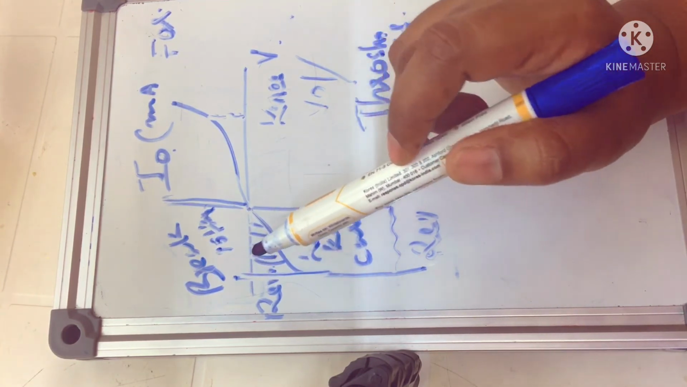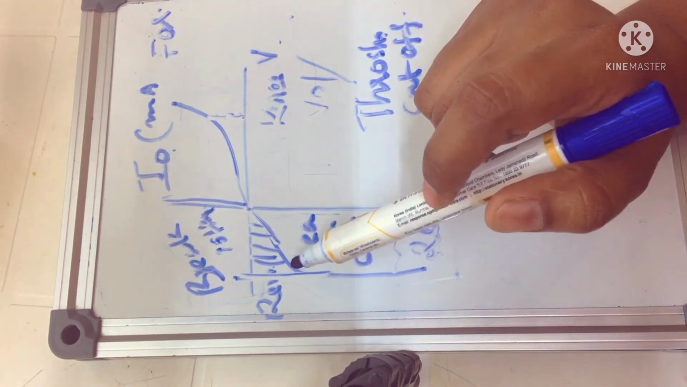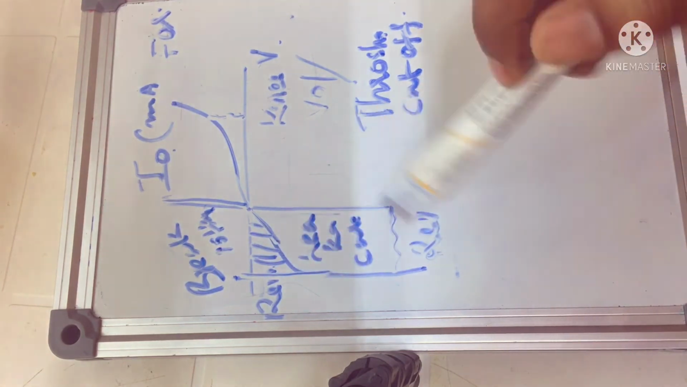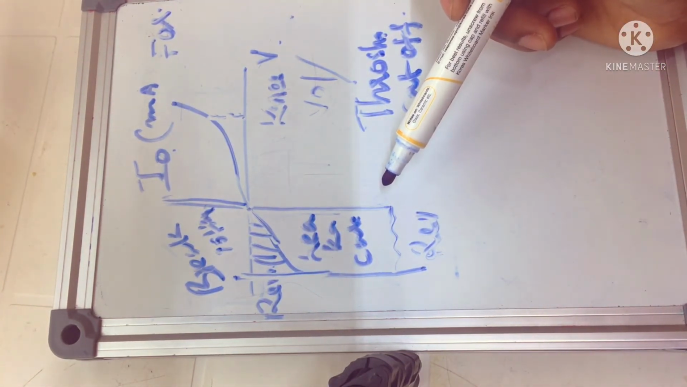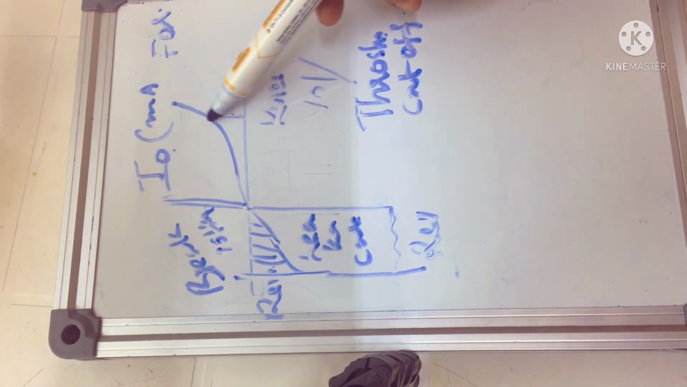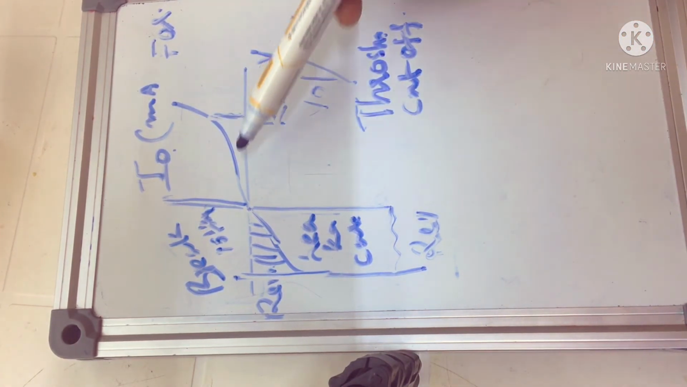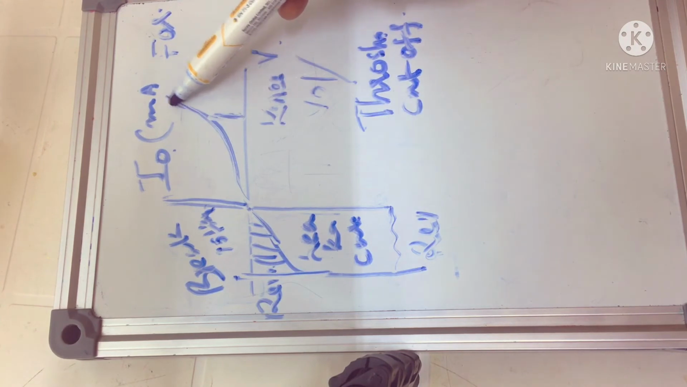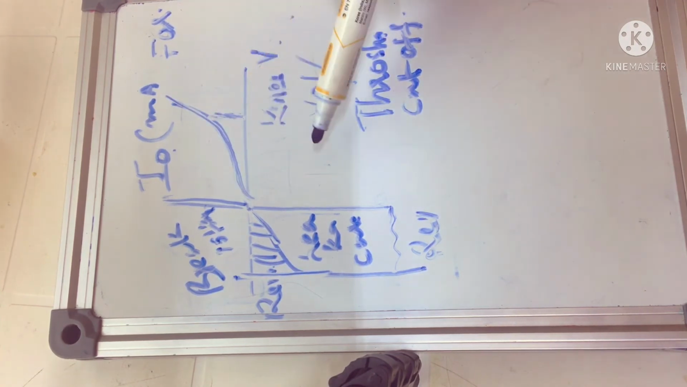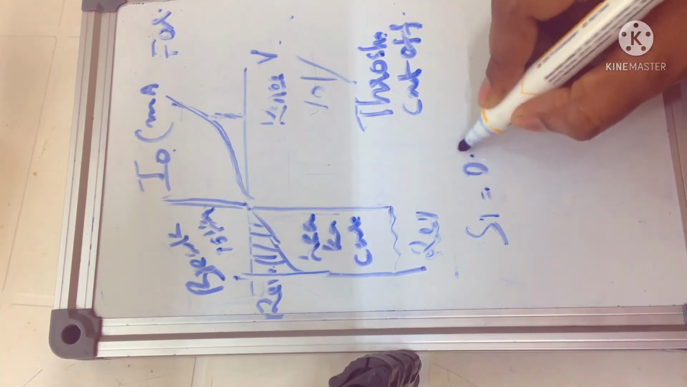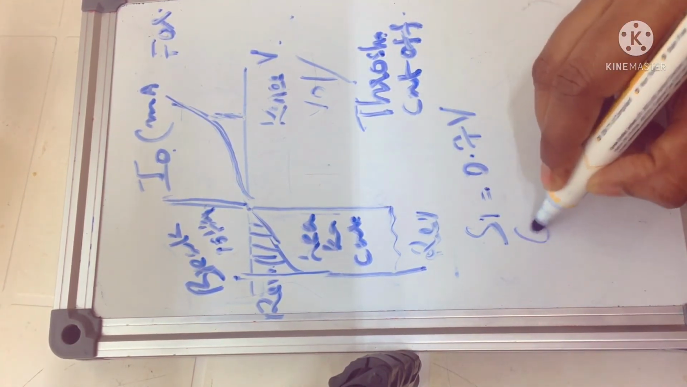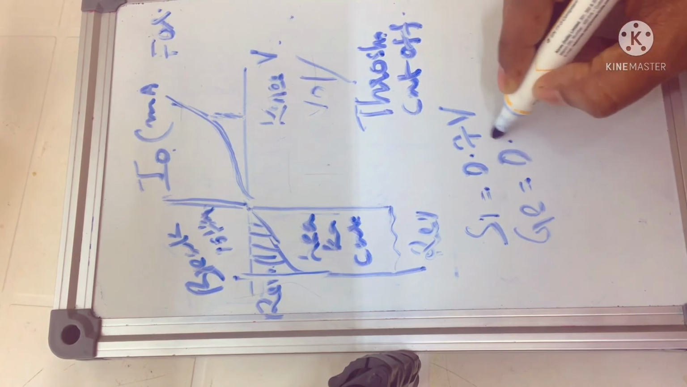So what is the knee voltage, or cutoff voltage, or threshold voltage? The maximum forward voltage after which the flow of the current increases is known as the knee voltage. For silicon it is considered as 0.7 volt and for germanium it is considered as 0.3 volt.